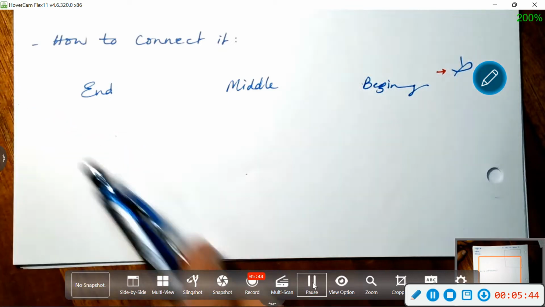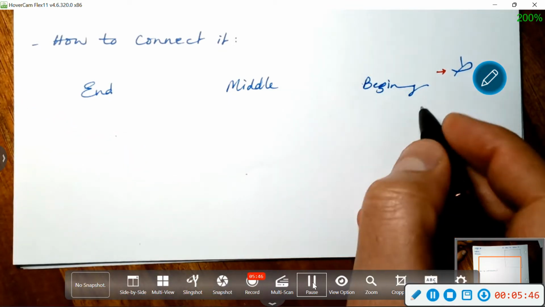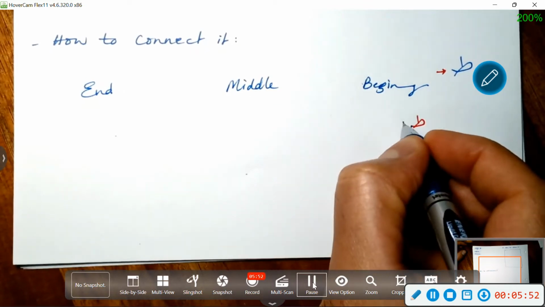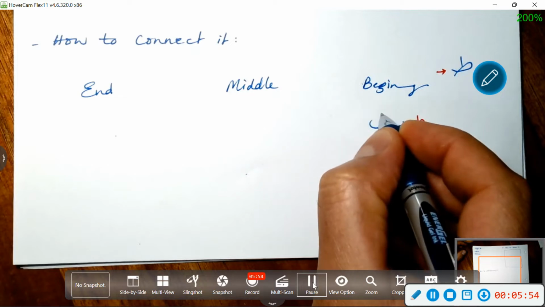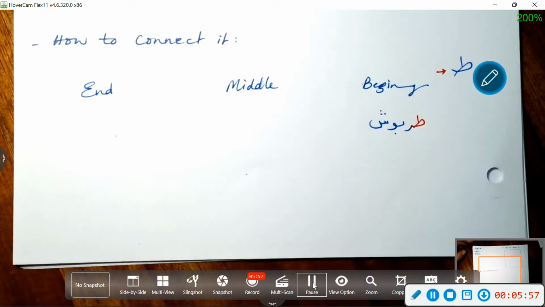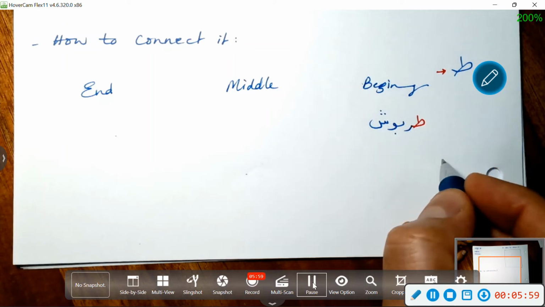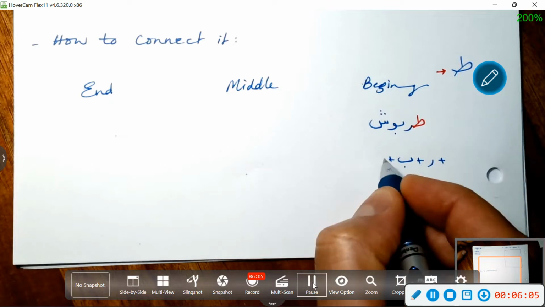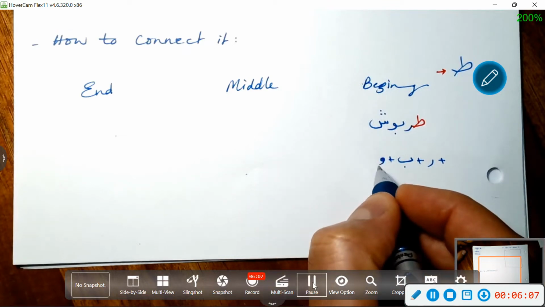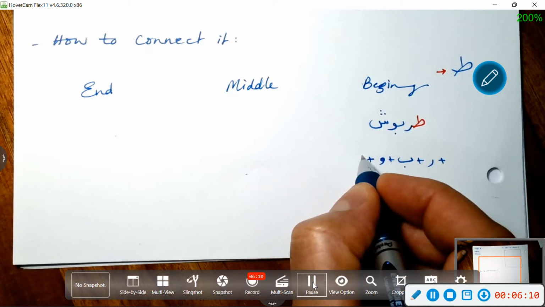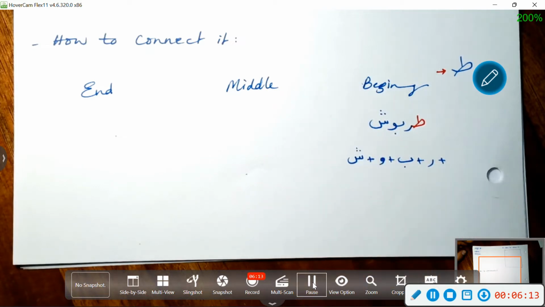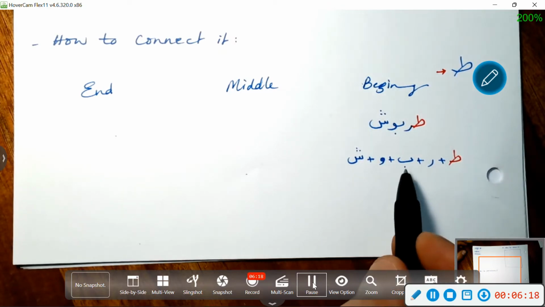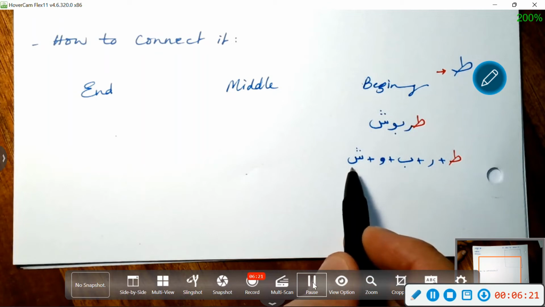At the beginning, طربوش. So it's ta plus ra plus ba plus wow or wa plus sheen or sha. Ta ra ba wa sha. طربوش.